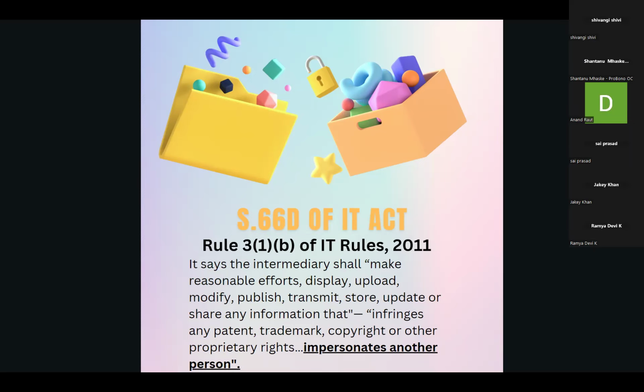And Rule 3 clause 1 of the IT Rules 2011 also specifies that reasonable efforts shall be made by the intermediaries to make sure that we constructively hold the data of the people. And the data fiduciary and data principal also play a main role when intermediaries are transferring data from one person to another, or from one organization to another organization.